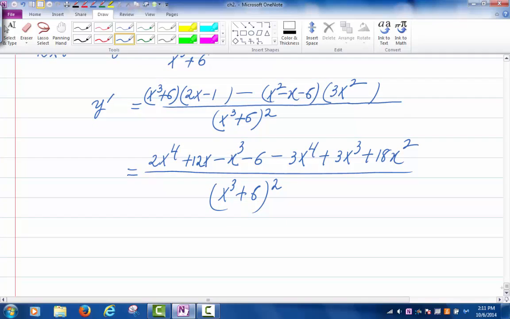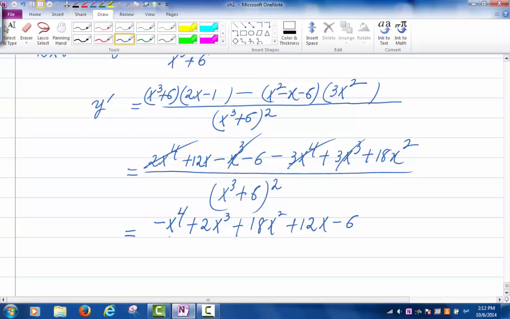And now you collect the like terms. 2x to the 4 minus 3x to the 4, that's negative x to the 4. So this one is gone. Negative x cubed, positive 3x to the 3, so that's 2x cubed. And then 18x squared is as it is. What else? 12x and minus 6.